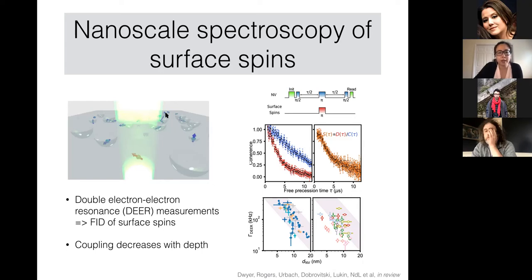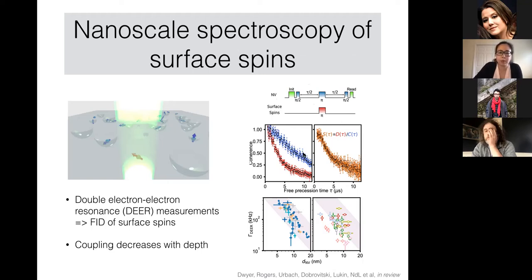So what we're aiming at here is trying to understand some of the spins that you can see spectroscopically at the surface of diamond. And our main tool is to do double electron-electron resonance measurements. So the idea is that you do a Hahn echo sequence on the NV center, which cancels out your quasi-static noise. And then in the middle of this Hahn echo sequence, you apply a frequency selective pi pulse to this surface spin bath. So what you should do is cancel out all of the noise except for these surface spins, and then you can use this to look at the degree to which you're coupled to surface spins.